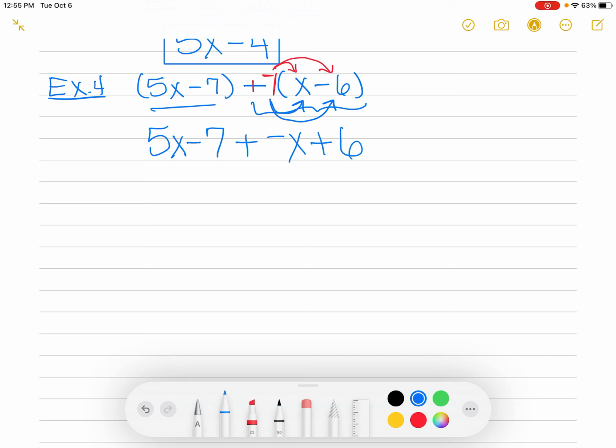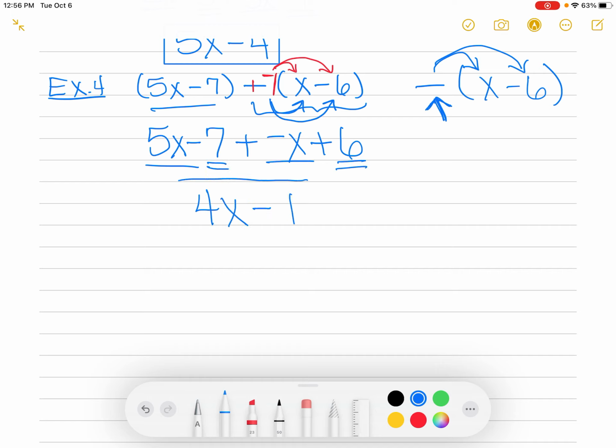Okay, so every time there's a negative in front of a parentheses like that, that's what messes kids up. So make sure that when you get that minus sign in front, you think of it as a negative and you distribute it to everything. Okay, now I can put together my like terms, so I get 4x, the -7 and the 6 is a -1. And there's my answer for example 4.